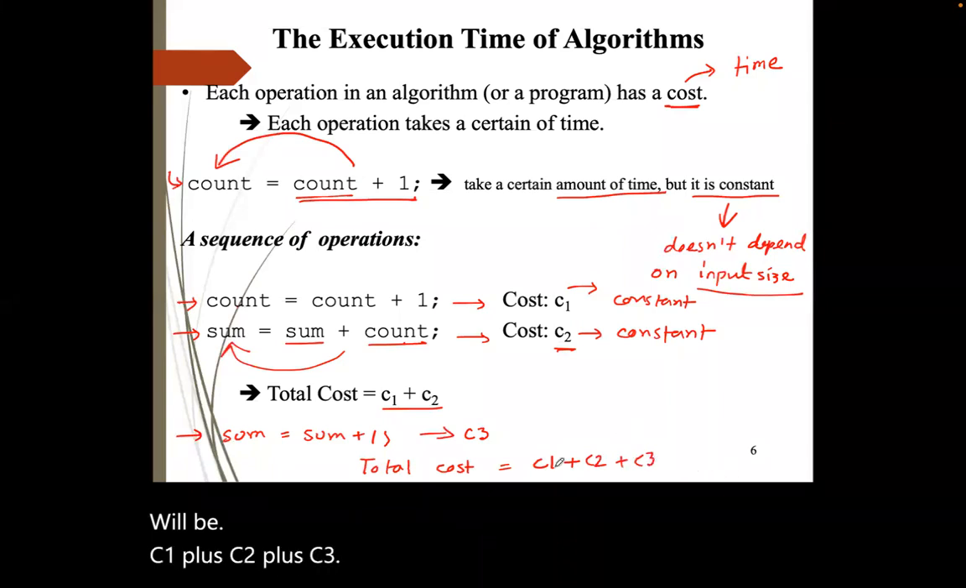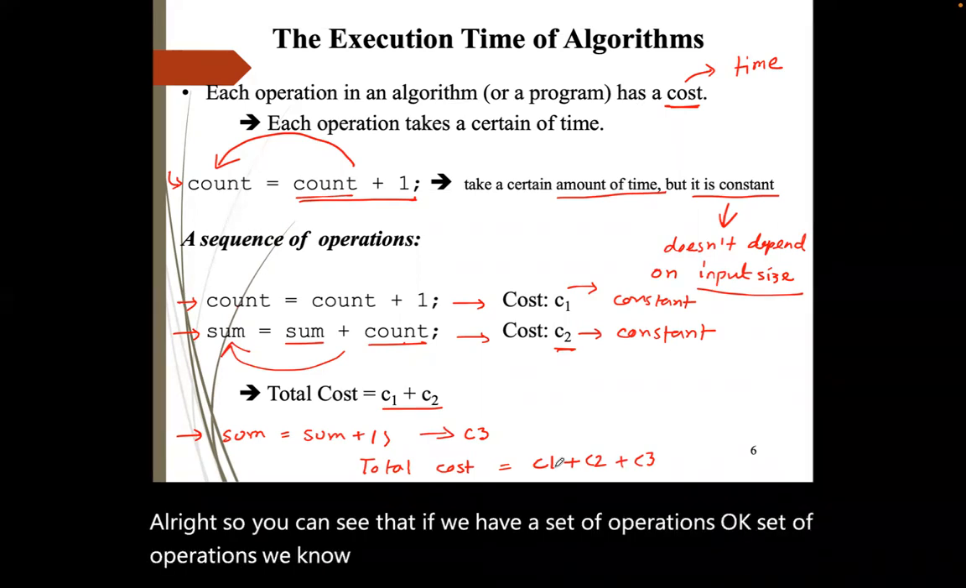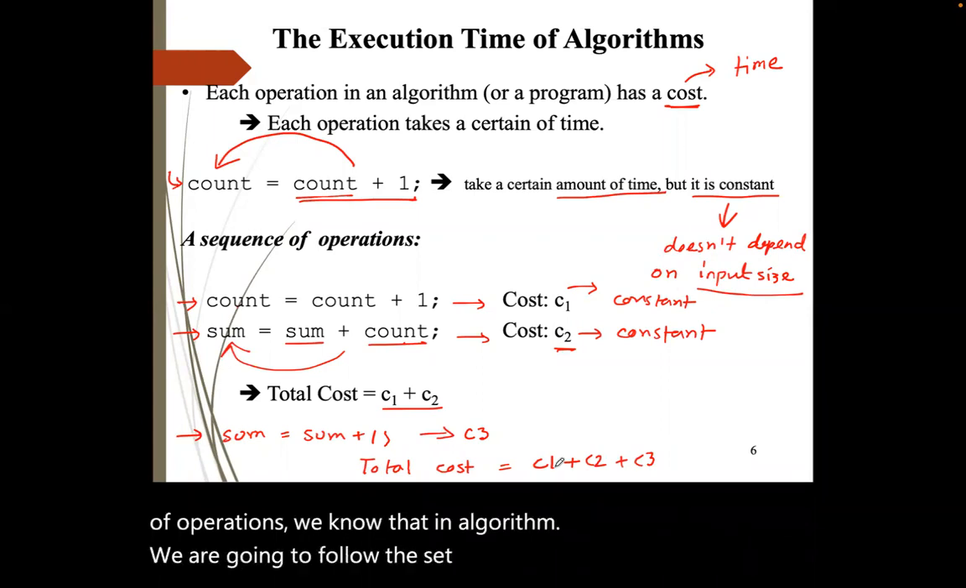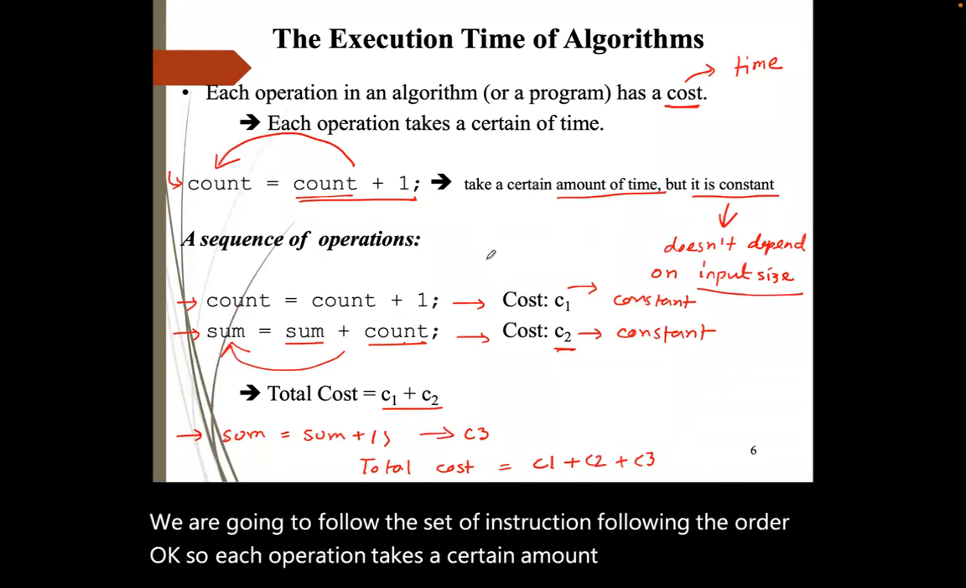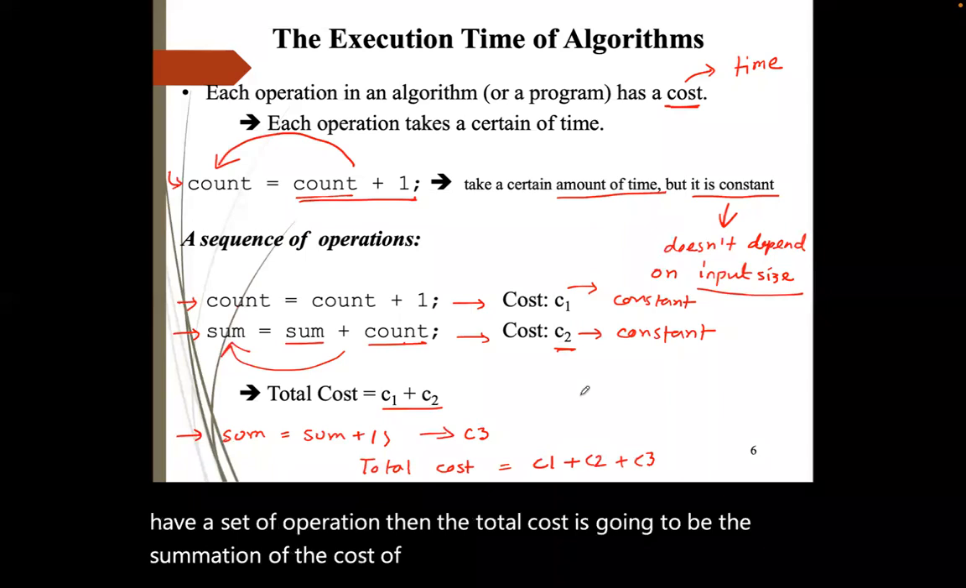So you can see that if we have a set of operations, we know that in an algorithm we are going to follow the set of instructions in order. Each operation takes a certain amount of time, and if we have a set of operations, then the total cost is going to be the summation of the cost of each operation.